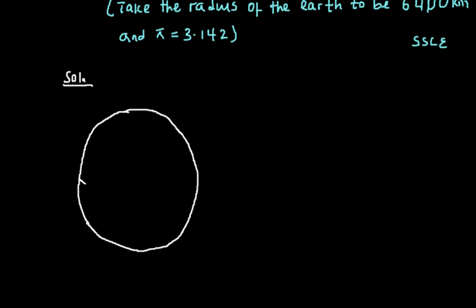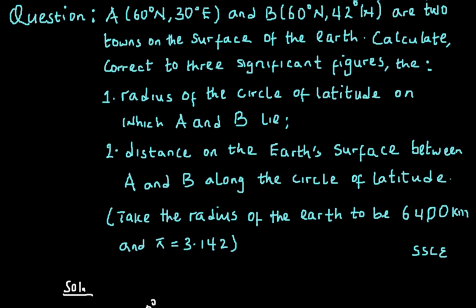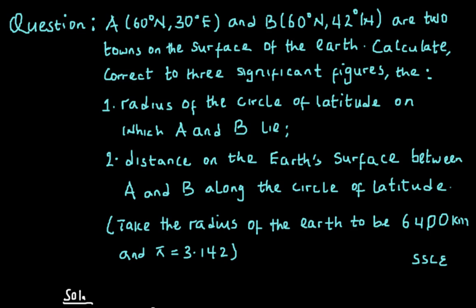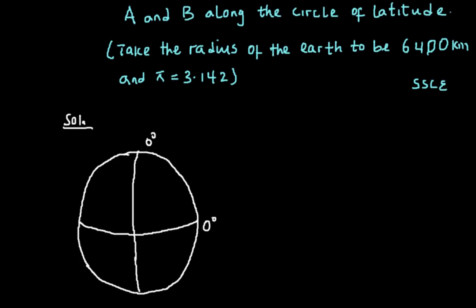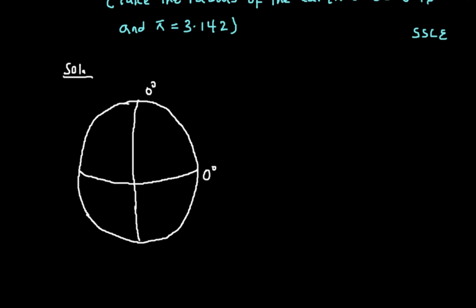Now remember, this is the equator, 0 degrees, and then we have the prime meridian, 0 degrees. Now we go back to the question. We have A 60 degrees north and 30 degrees east. So let's have 60 degrees north will be above the equator. And so we are going to be having a bit far because it's 60 degrees north.